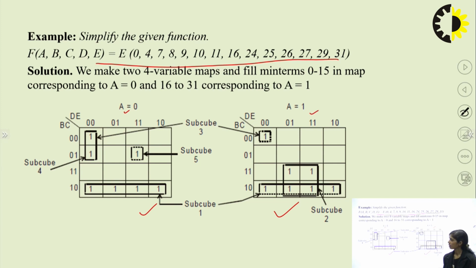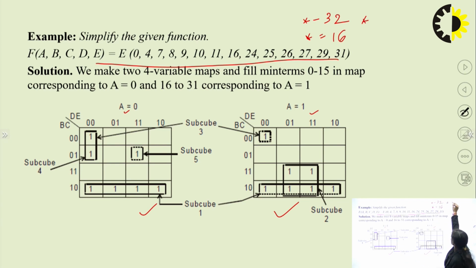Next we have filled all the logic ones corresponding to the minterms, and after this we are going to start forming the groups again. In this case also we can start with the highest number of group, that is 32. First group will be 32, second group will be 16. So is there any group of 16? By comparing these two K maps, there is no group of 16.